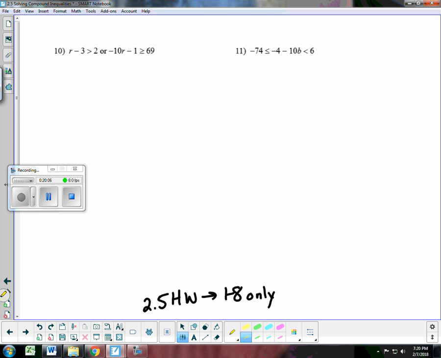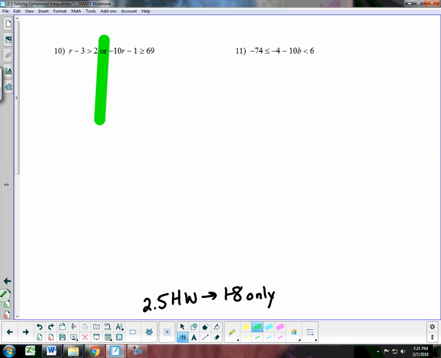All right, 2 more to check out here. Here's an OR situation. Let's really separate the 2 equations or inequalities here with the highlighter. On the left side, I'm going to add 3. That cancels, and I have r greater than 5. On the right side, we have a couple steps. First, I'm going to add 1. That cancels, and I have negative 10r greater than or equal to 70.